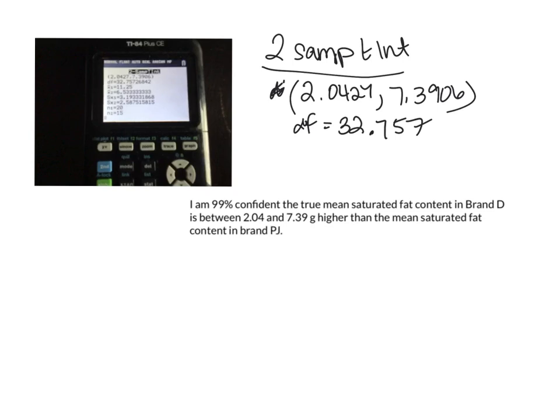So again, we subtracted D minus PJ. So D, it's positive, so D is higher. And you could state it the other way around. You could say, I'm 99% confident the true mean saturated fat content in brand PJ is between 2.04 and 7.39 lower than the mean saturated fat content in brand D. So you can state them either way, depending on how you subtract, and it still means the same thing.